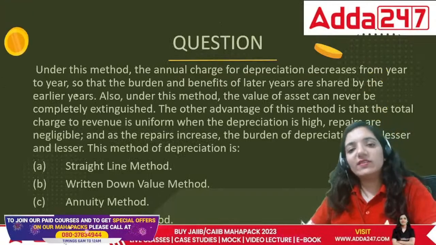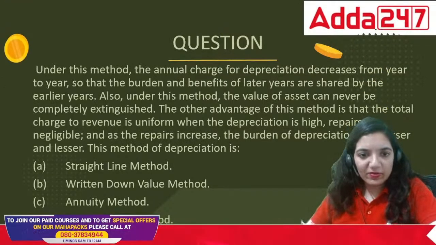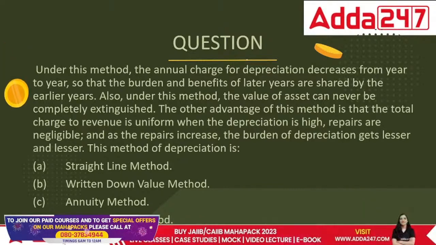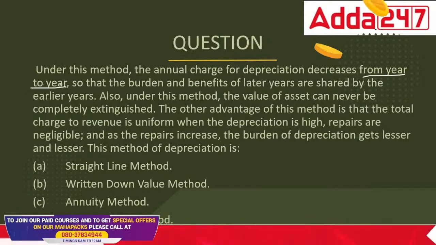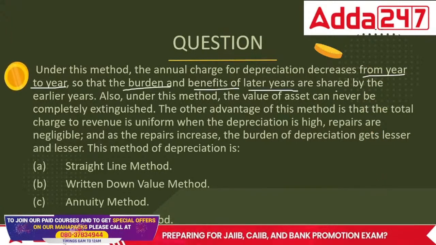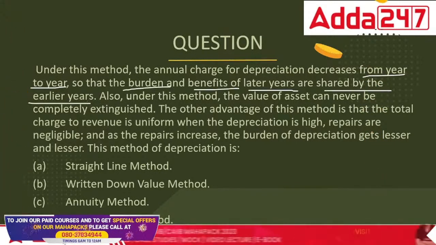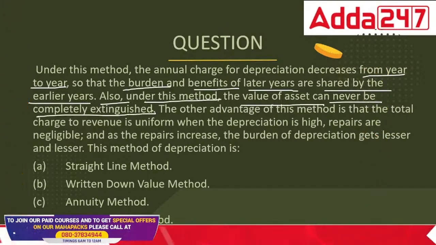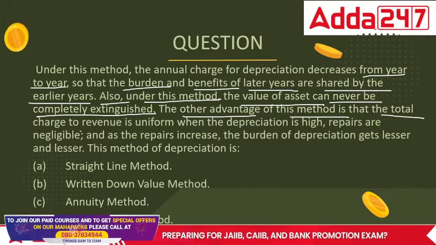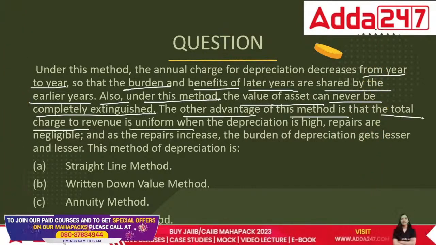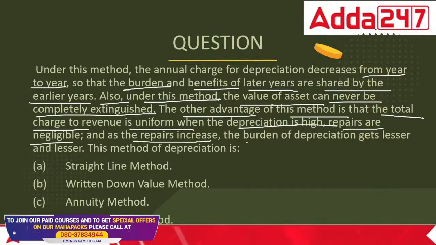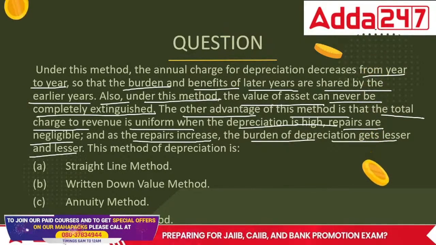This question is a little longer and I hope you will be able to read it right now. Under this method, the annual charge of depreciation decreases from year to year. Every year this amount is decreasing, so that the burden and benefits of the later years are shared by the earlier years. Also, under this method, the value of the asset can never be completely extinguished. The other advantage of this method is that the total charge to revenue is uniform: when depreciation is high, repairs are negligible, and as repairs increase, the burden of depreciation gets lesser and lesser.